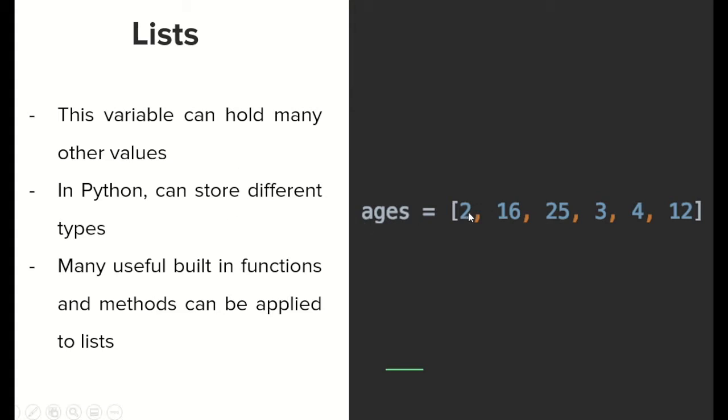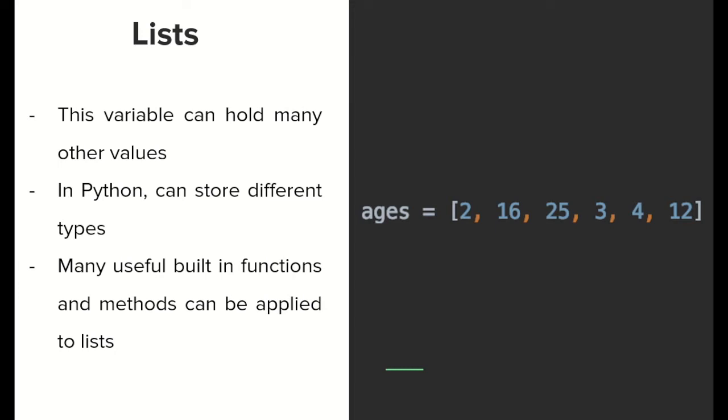In Python, these items can be different data types. They can be integers or strings. This is not the case in all languages though. And the way we actually create a list is using square brackets. So we put items in the list and we separate them by commas in square brackets.